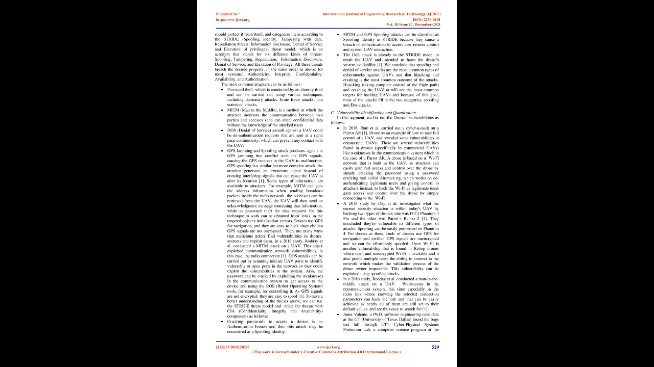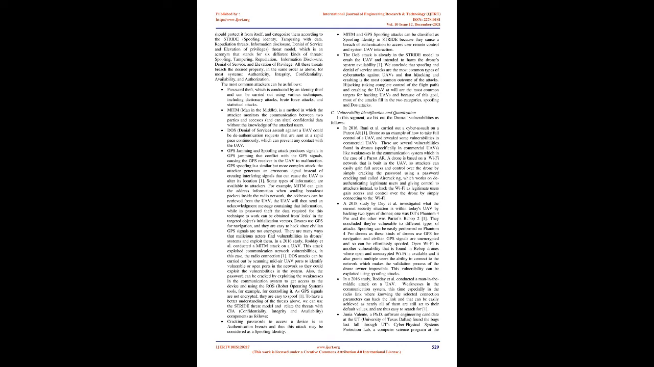There are several vulnerabilities found in drones, specifically in commercial UAVs, like weaknesses in the communication system, which in the case of a Parrot AR, a drone is based on a Wi-Fi network that is built in the UAV, so attackers can easily gain full access and control over the drone by simply cracking the password using a password cracking tool called AirCrack, which works on authenticating legitimate users and giving control to attackers instead. To hack the Wi-Fi, legitimate users gain access and control over the drone by simply connecting to the Wi-Fi.